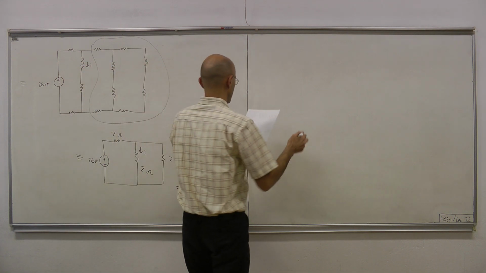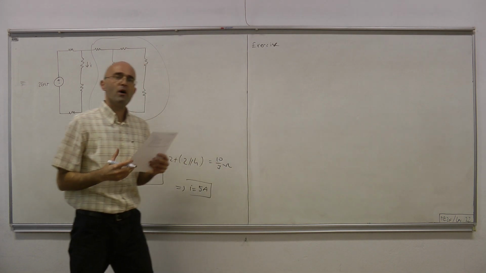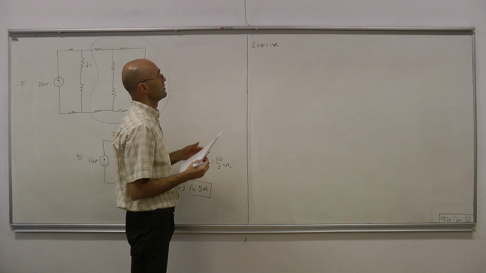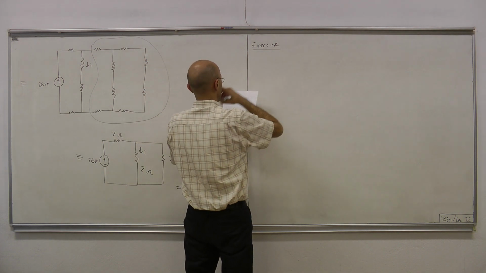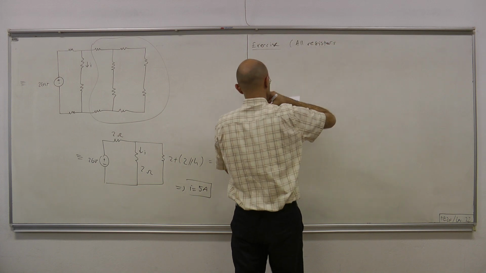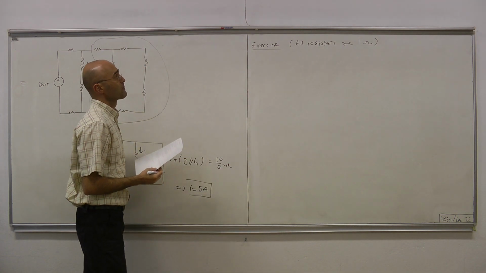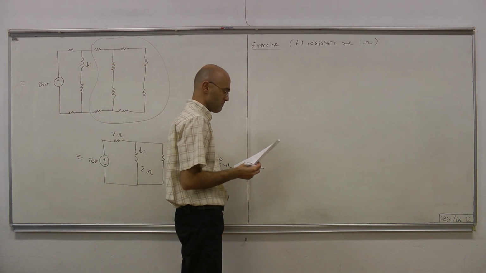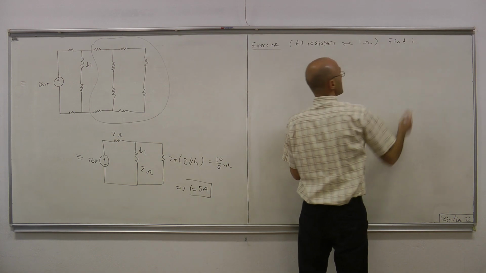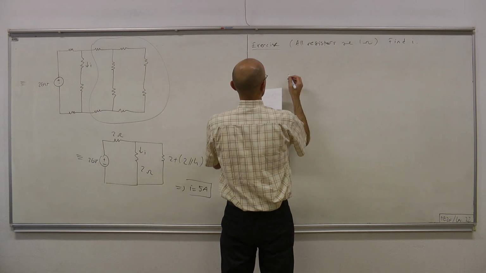Okay. It's a very nice exercise which combines many different subjects into one problem. All resistors are again unity resistance. Okay, yeah, 1 ohm resistor. Find the current I in the following circuit, and the circuit is as follows.